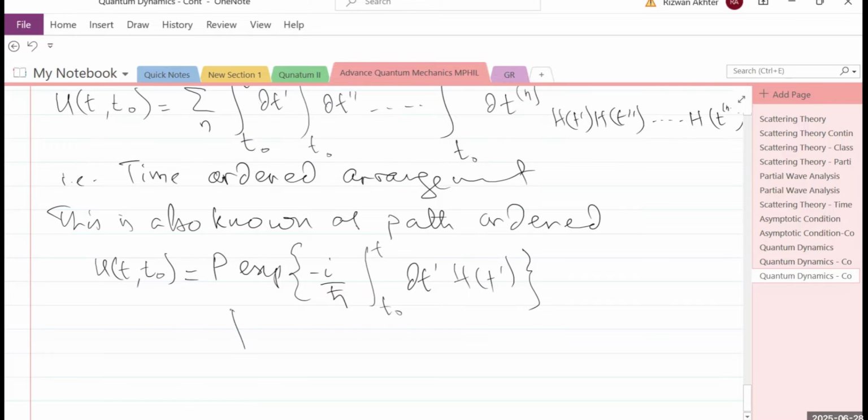So इसको हम कहते हैं path ordered or time ordered exponential.